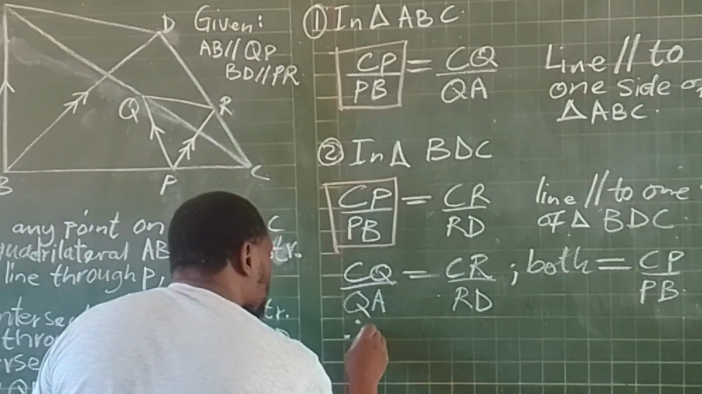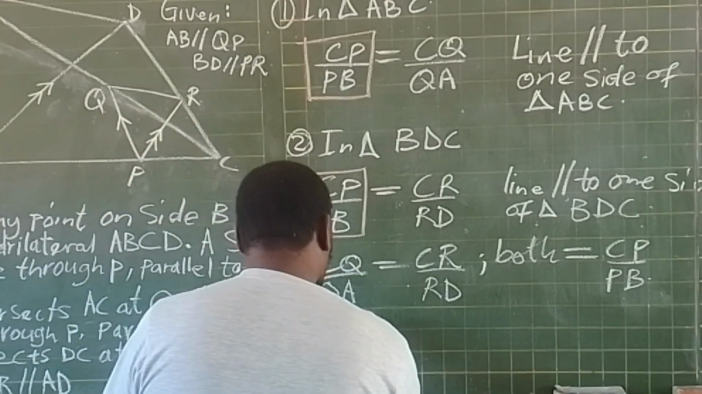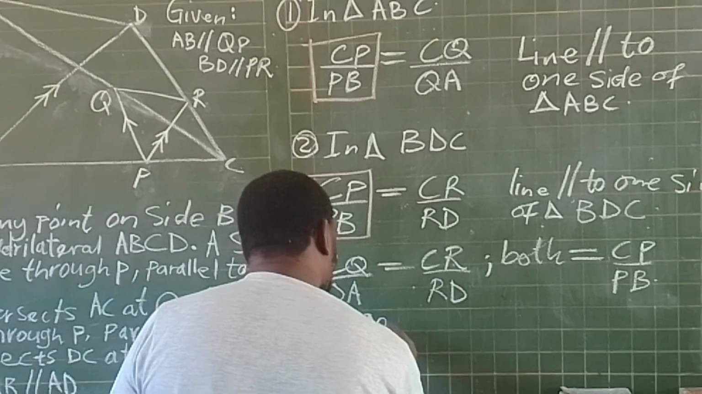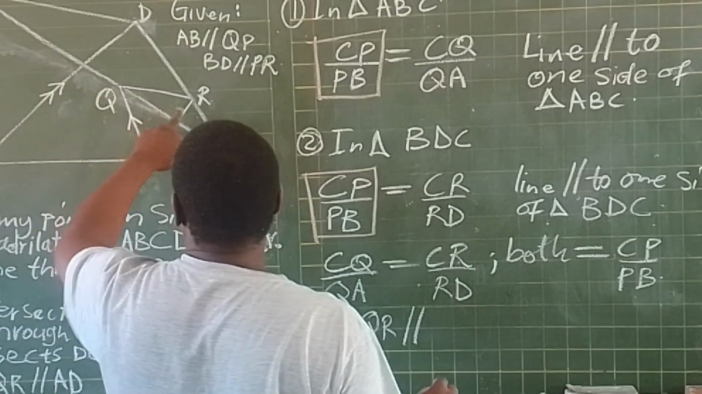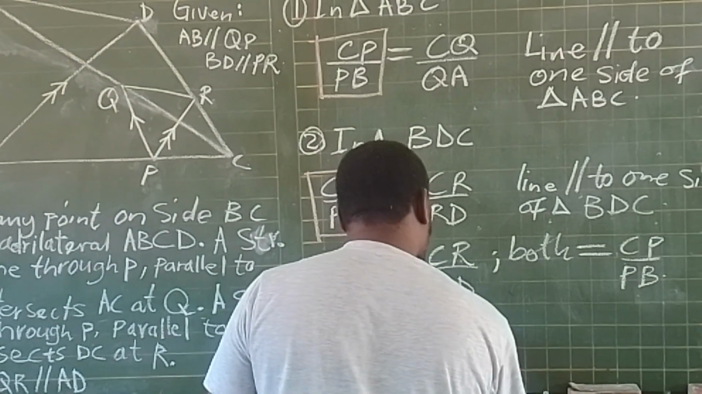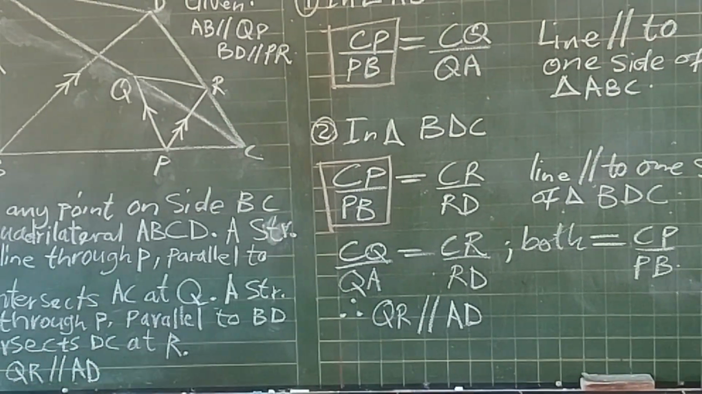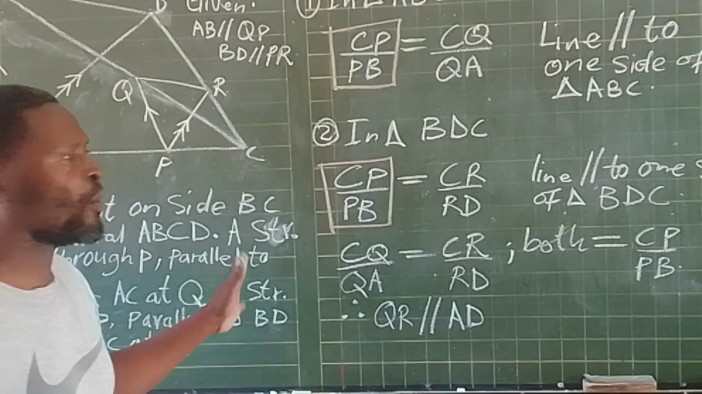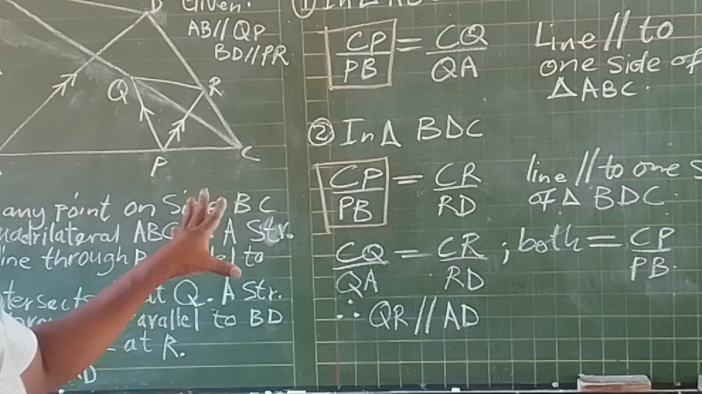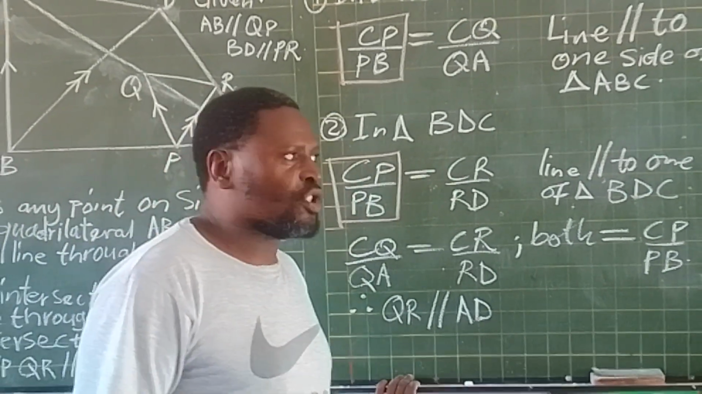Therefore, QR is parallel to AD. You have proved that. This is all the logic that is required of you to prove theorem 1 of proportionality.